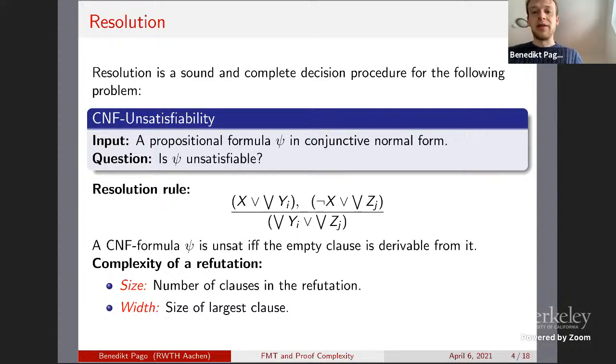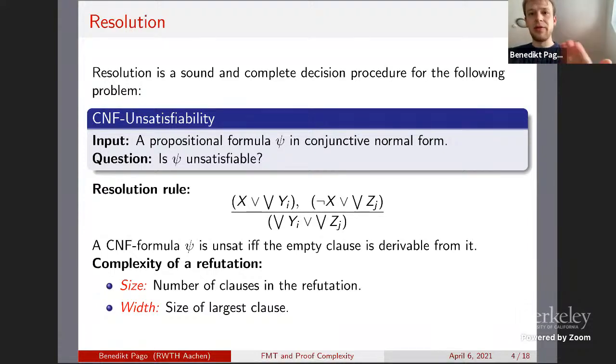And this calculus is sound and complete, so you can refute any unsatisfiable formula. But of course, the refutation may be very large in general, because if you always found a short refutation, then the satisfiability problem would be in P or so. So that can't be the case. And so we want to measure the complexity of a refutation somehow.